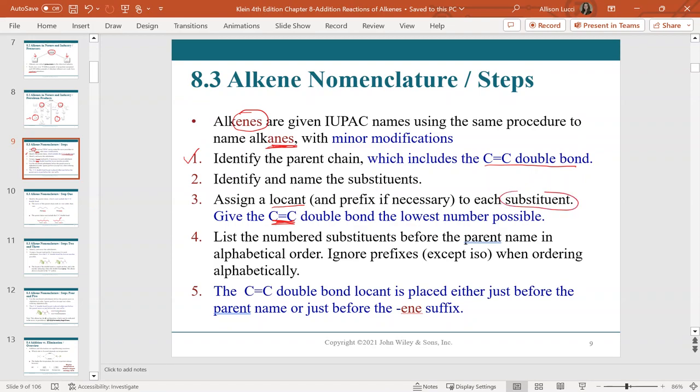So not only do substituents have a locant, now the carbon-carbon double bond does as well. And the alphabetizing, the alphabetical order, that doesn't change. We always ignore prefixes like di, tri, etc. Iso is an exception. And we'll place these substituents in alphabetical order, and we'll make sure that a locant is given just before the parent name. Or we could also put it just before the "-ene" suffix, like we could have something like hept-2-ene, for example, or we could also call it a 2-heptene.